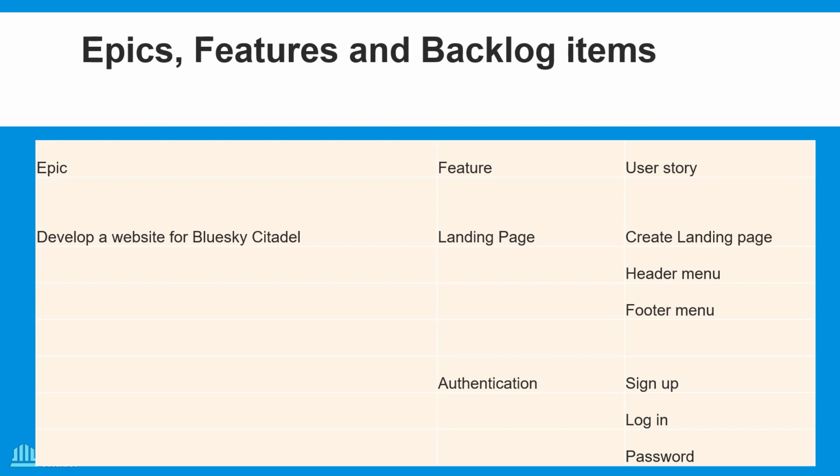Under authentication, we've put 3 user stories: sign up, login, password. The sign up one will be for a first-time user, and the login will be for a registered user. So you've already signed up in the past, and now you're coming back to log in and access the system. Password, you know how we have to do password reset, like did you forget your password, stuff like that. Okay, so epics, features, and user stories. We've broken the epic into 2 features, and in fact, we've broken each feature into 3 user stories. So we have a total of 6 user stories.